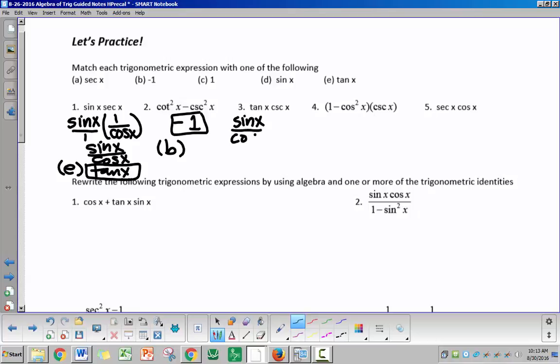Good. And then what is cosecant? Can we change that one too? 1 over sine x. Uh-oh, something nice is about to happen. We can cancel. Everybody see we can cancel the sines? And then I get 1 over cosine x, which is secant x. Very nice. So this one is A.